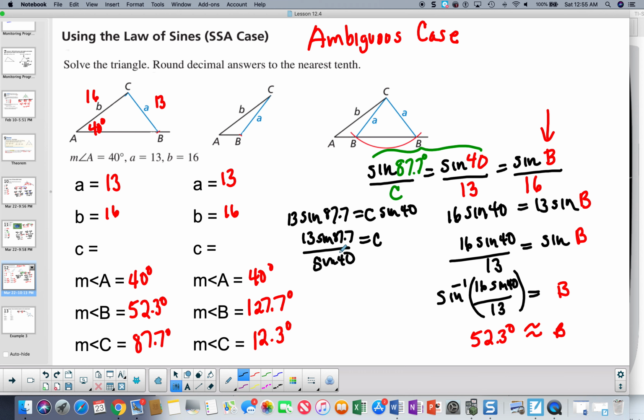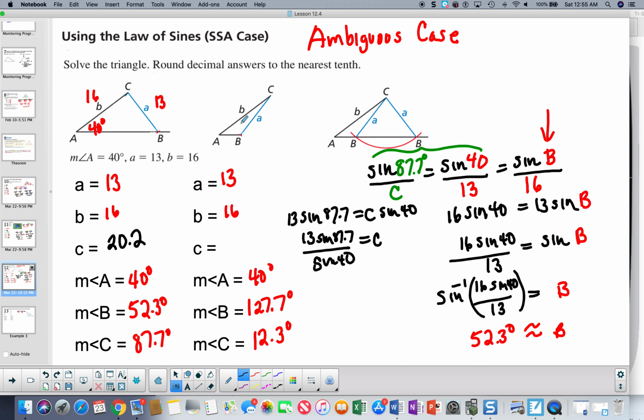So let's go ahead and put that in our calculator. 13 sine of 87.7 divided by sine of 40. Okay, and then my C ends up being 20.2. So this situation represents this triangle.